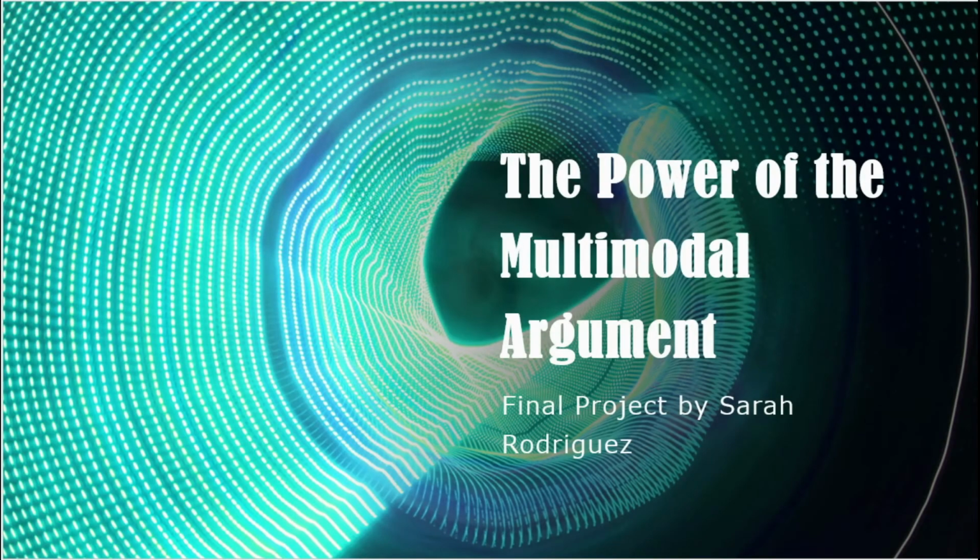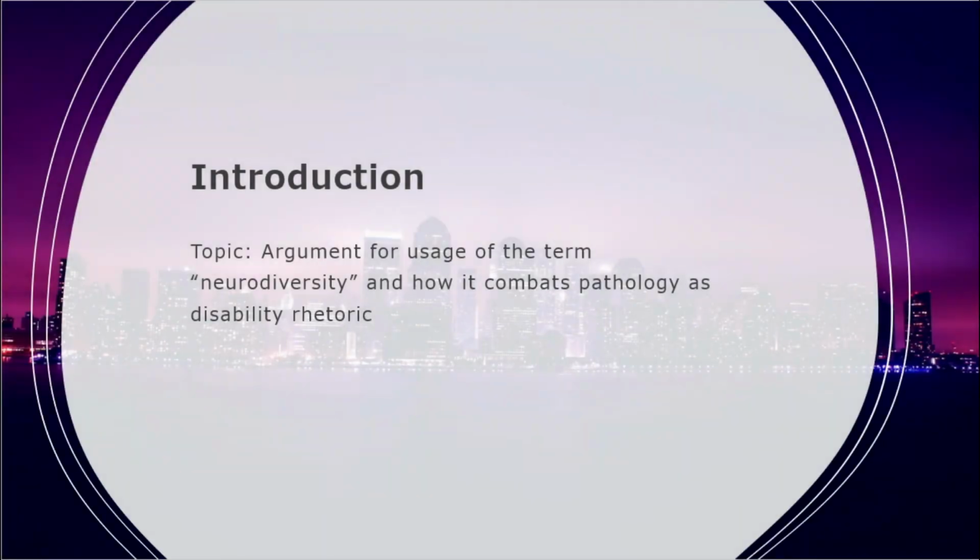My project for the final was centered on the topic of the usage of the term neurodiversity and how it combats pathology as disability rhetoric. The greatest rhetorical influencers on my topic would have to be Aaron Rothstein and Jay Dolmage. Rothstein speaks of neurodiversity as a great term to replace terms like mental disorder and mental illness.